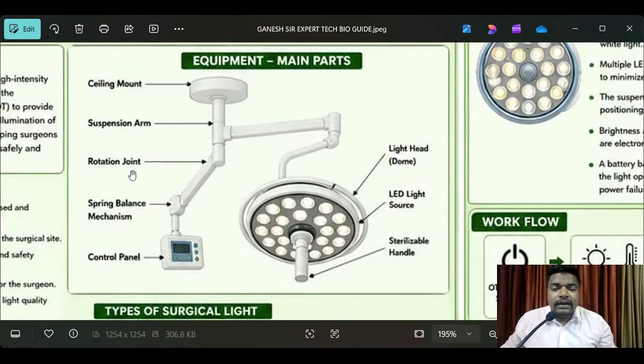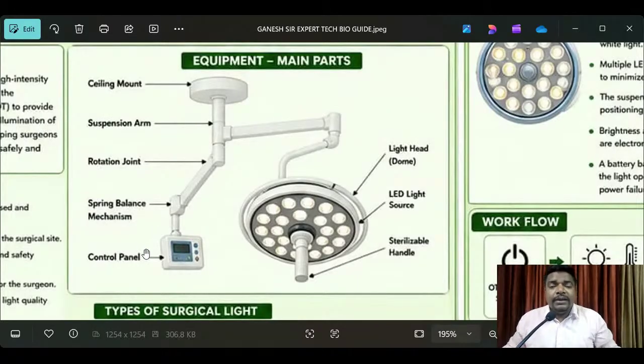Try to engage right now. Suspension arm. See here, next rotation joint. I'm going to show you what the part is, because sometimes when you get a problem, you have to find it out and say the name in a technical way, and only then will you be called a biomedical engineer. Listen carefully to what I'm saying. Rotation joint, see here, and spring balance mechanism. Next, control panel. By this control panel only we operate the equipment. That is the OT light.